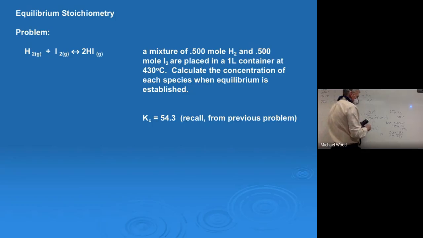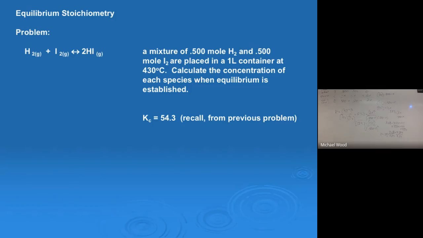Gives me 0.393. Good. Okay, so again, a little bit of some math there. But the question was to calculate the concentration. So for H2, what we said the concentration was 0.500 minus x. For the I2, it was 0.500 minus x. And for the HI, it was 2x.